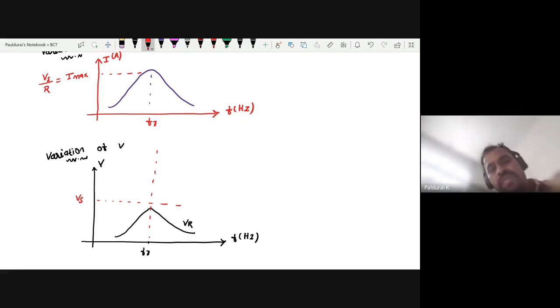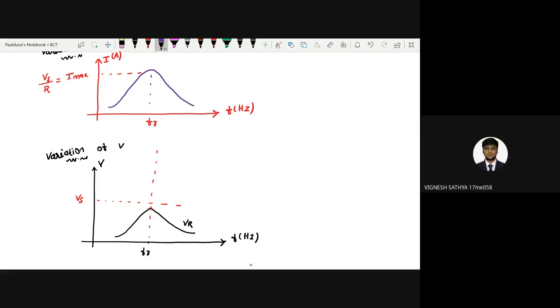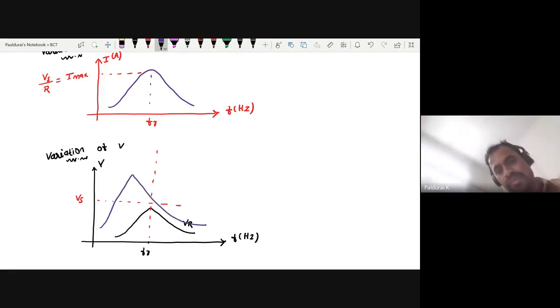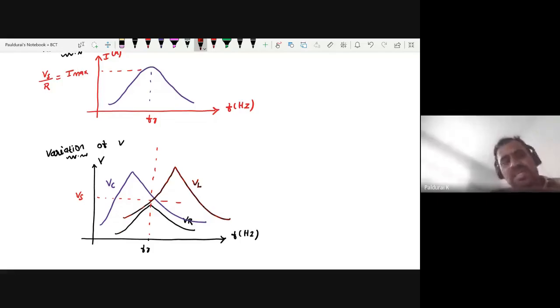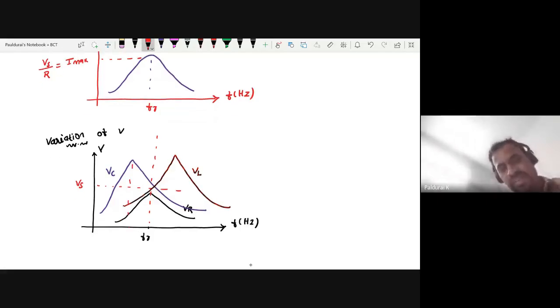Maximum voltage drop across capacitor occurs before FR or after FR? Before, right? You know the reason why. Then after. So take this as my voltage across capacitor, and this is voltage across inductor, right? And this frequency we termed as f of C, and this is f of L.